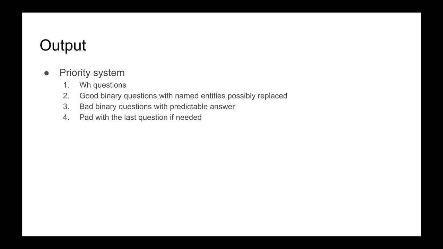And finally, for the output system, we use a priority system. We first output the binary WH questions, and then we output the good binary questions with named entities possibly replaced. And then we use bad binary questions with predictable answers. And finally, if we are still not reaching the target, we will pad with the last question.